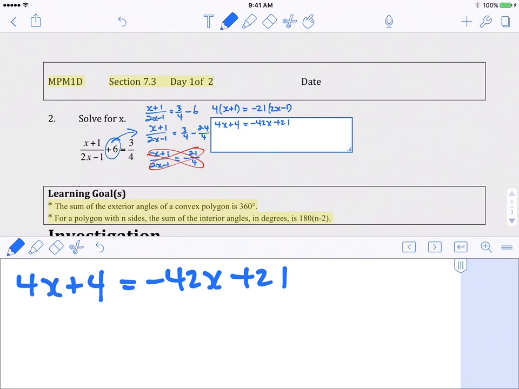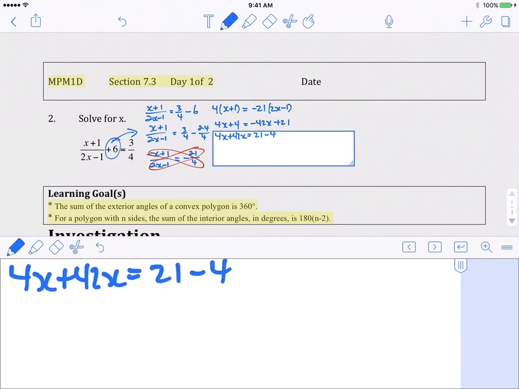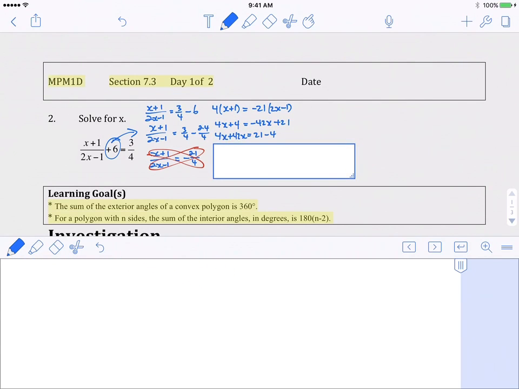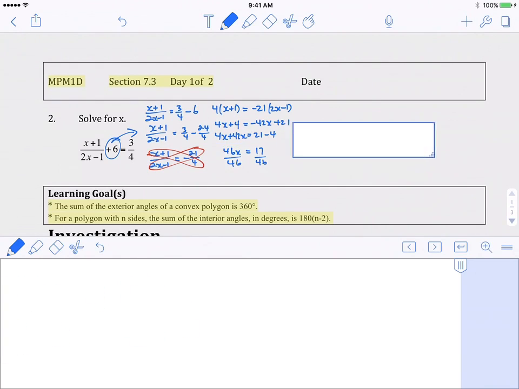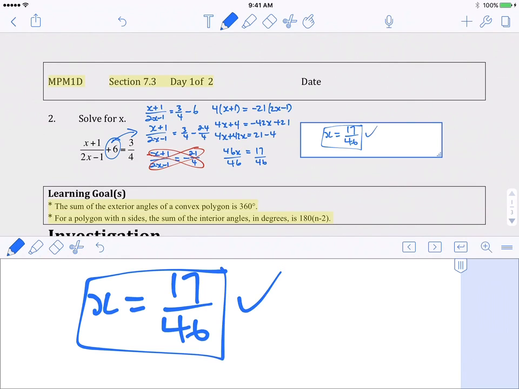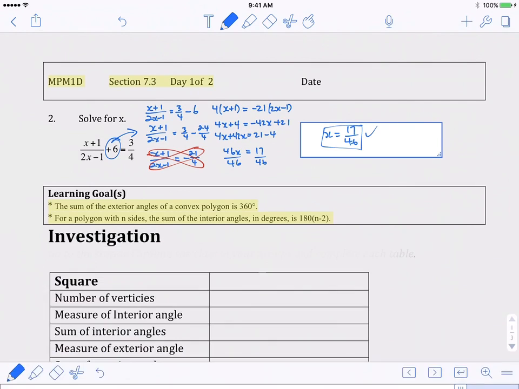And then in my next step, I'm going to skip a couple of steps here. I'm going to add 42x to both sides, and I'm going to subtract 4 from both sides. So I end up with 21 minus 4 here. And then I get 46x equal 17. Divide both sides by 46, and then my answer is going to be x equal 17 divided by 46. Okay, moving right to our learning goals.